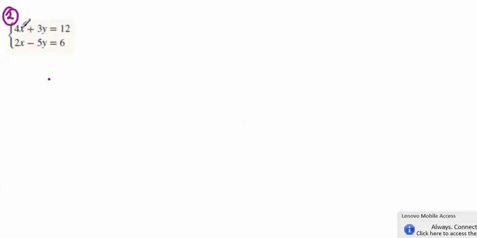The second thing I'm going to do is look at my coefficients. I have a 4 here and a 2 here, 3 here, and -5 here. 4 is a multiple of 2, so I know I would only need to multiply one of my equations by something so I can get rid of one. I'm just going to rewrite the system down here so I have a little bit more room to write.